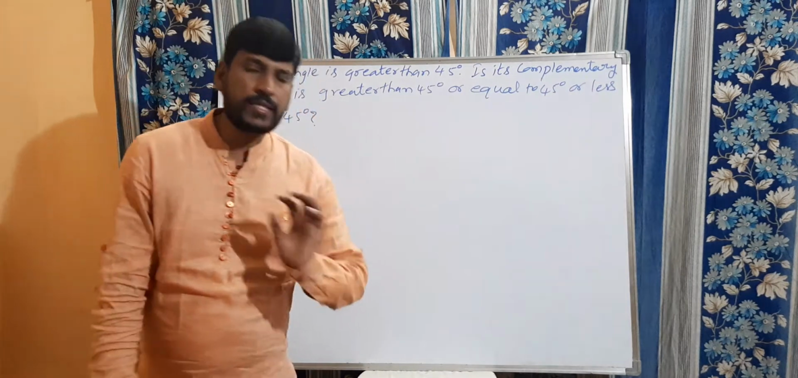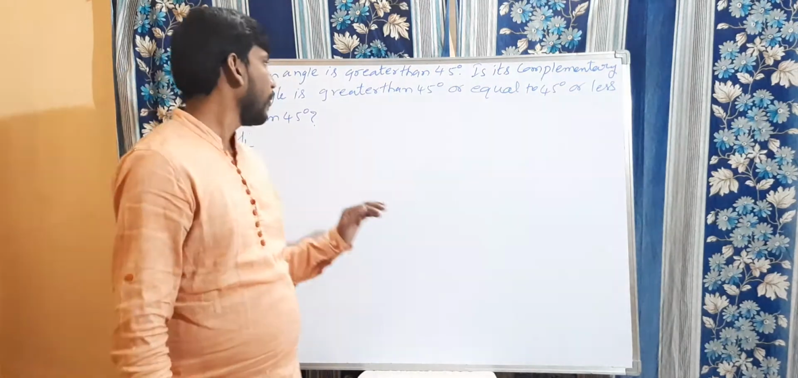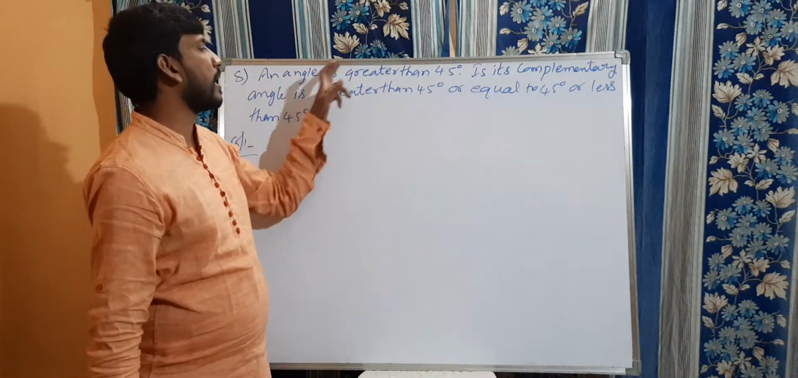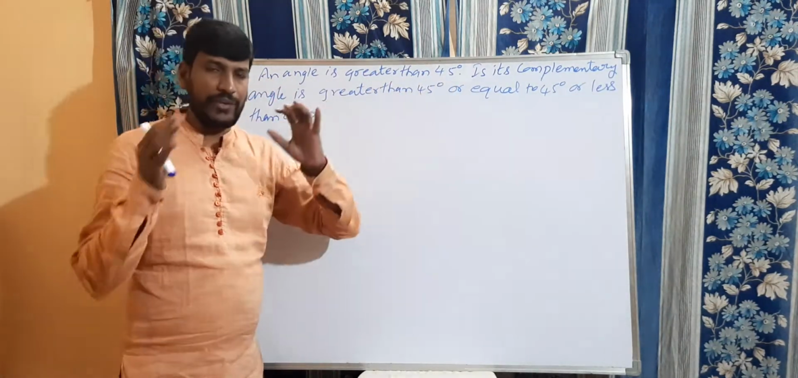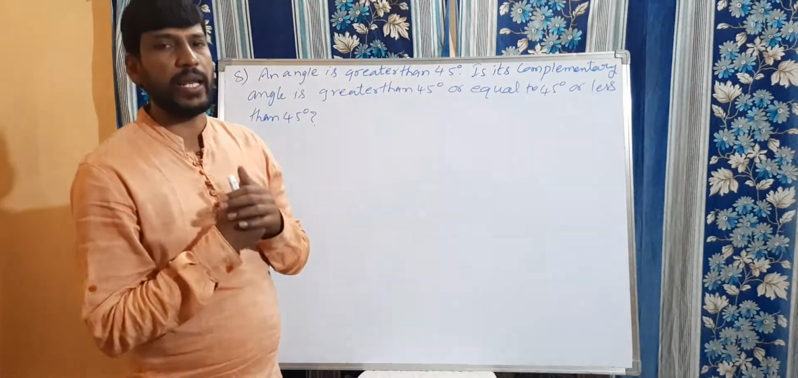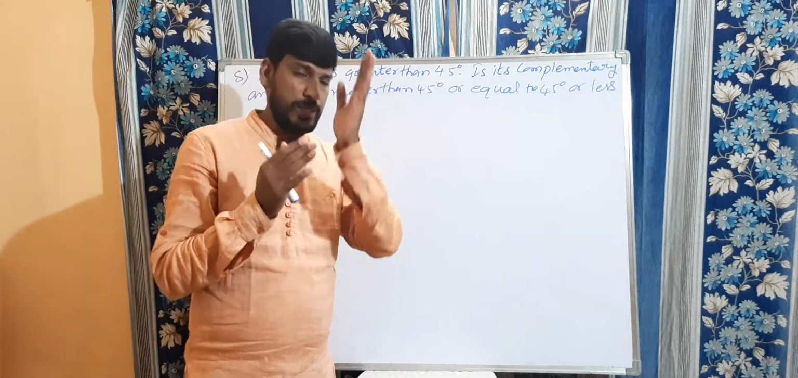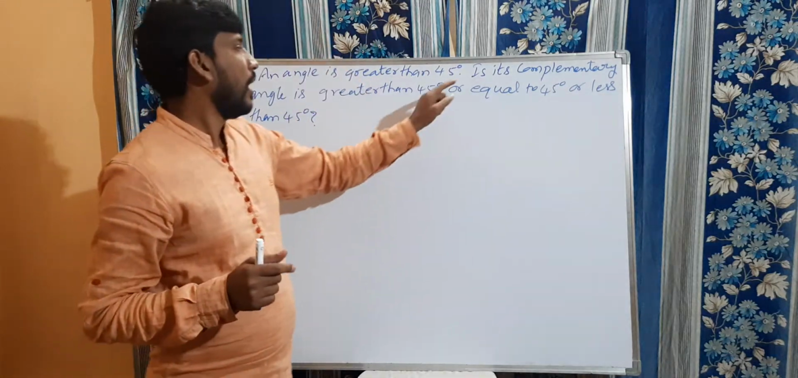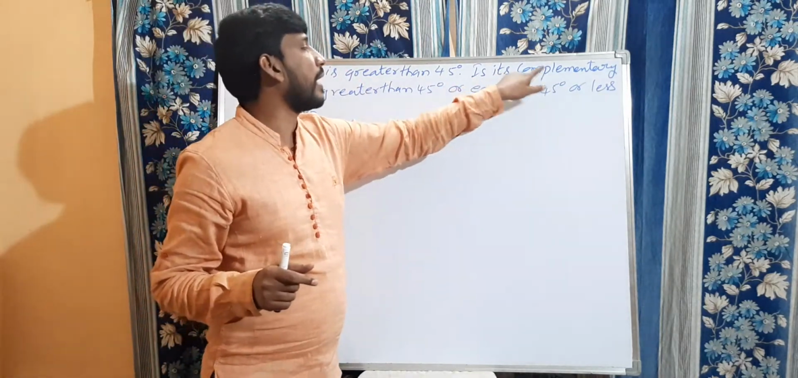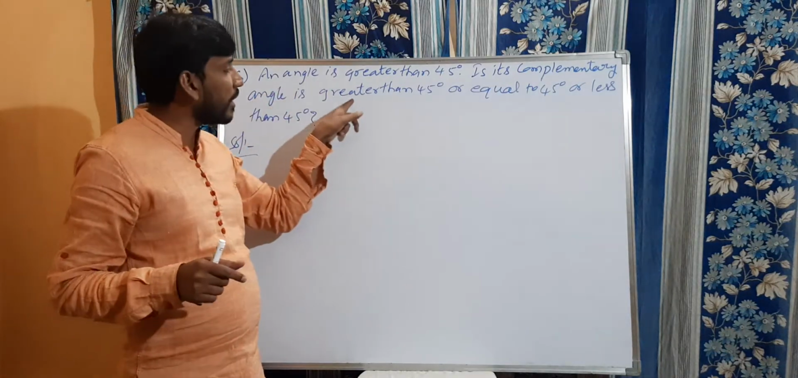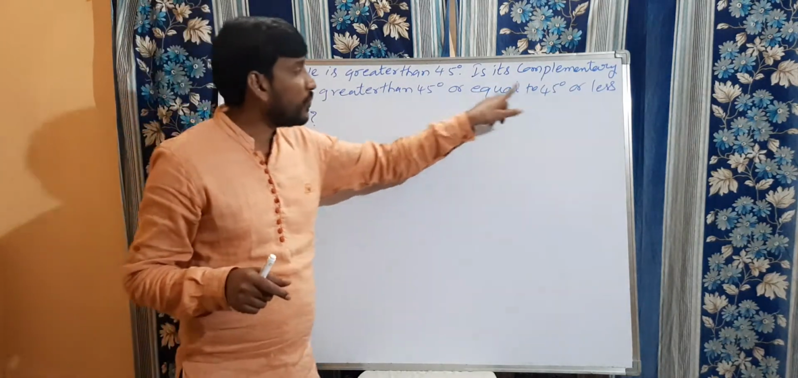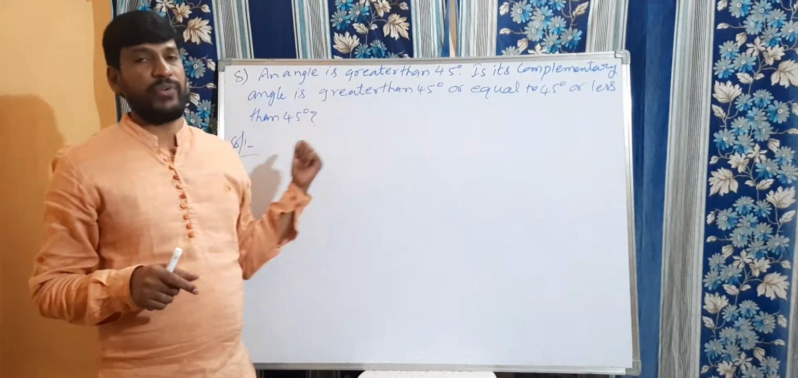Right, children, let us discuss question number 8. An angle is greater than 45 degrees. The given angle is greater than 45 degrees. It may be 46 degrees or anything, starting from 46 degrees onwards. Is its complementary angle greater than 45, equal to 45, or less than 45?